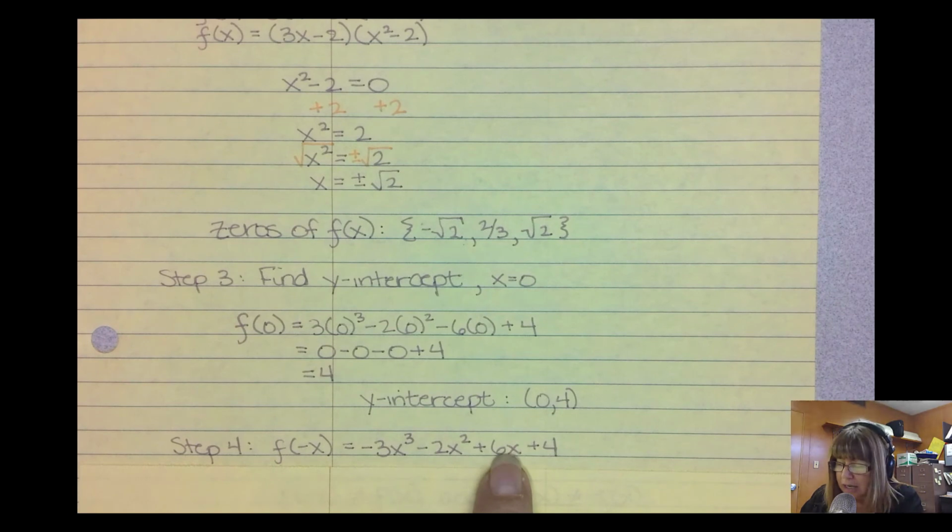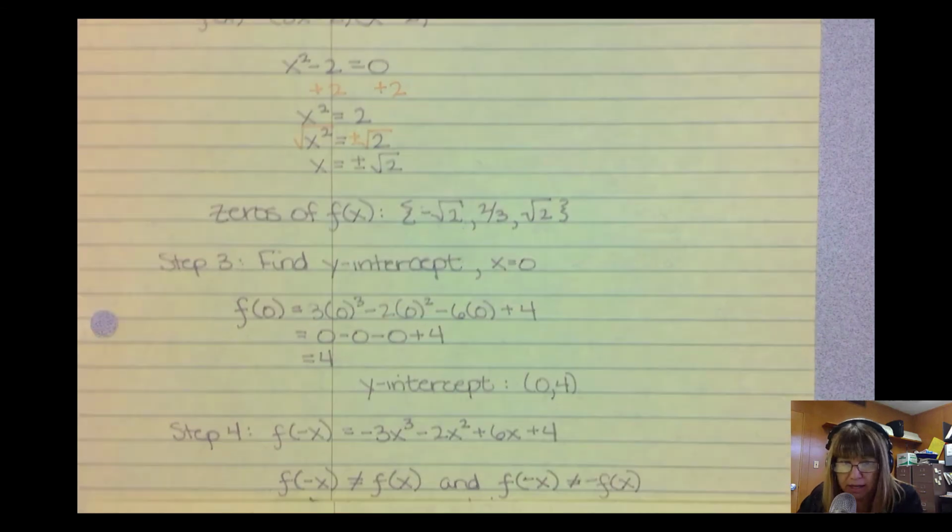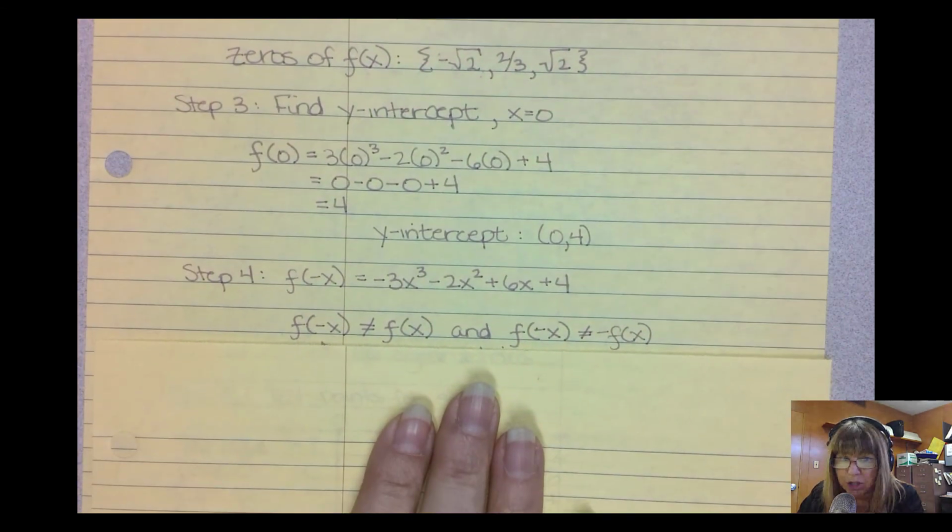X is now negative x, negative times the original negative is a positive, and then we have our 4. Now, because here's what I'm trying to do. I'm trying to get symmetry. Does this graph have any symmetry?